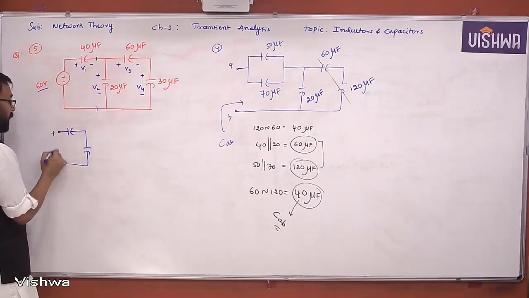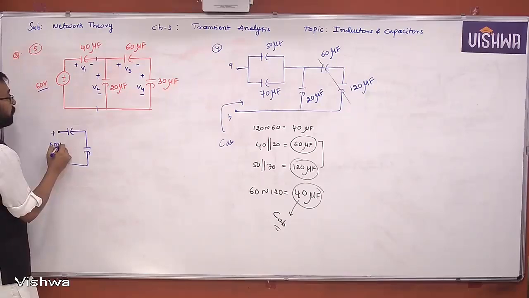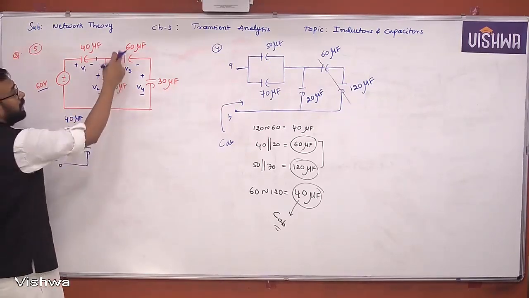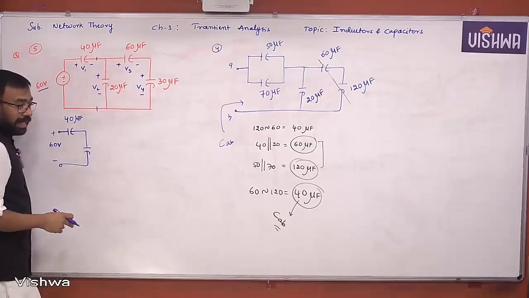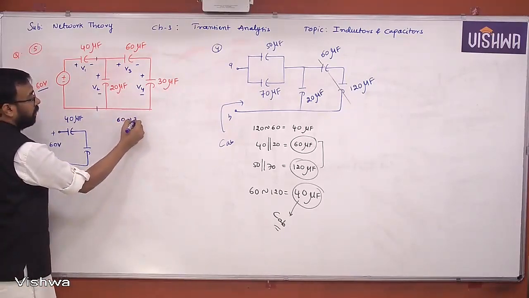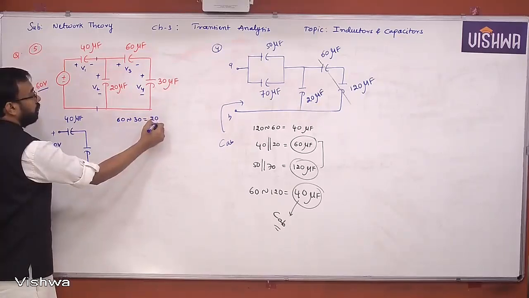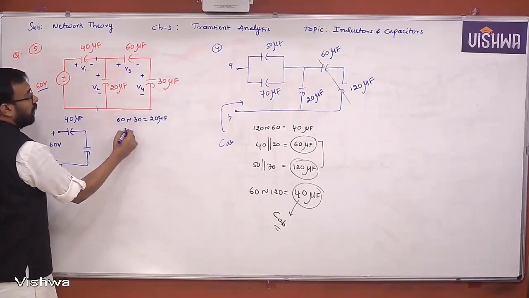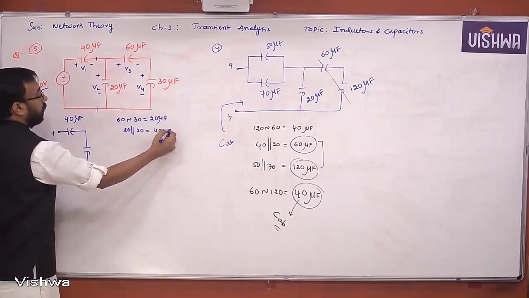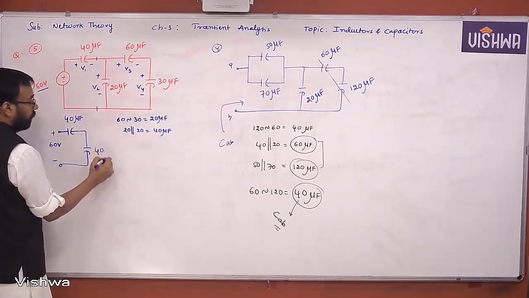What is this? Plus minus 60 volts. This is 40 microfarad. 60 and 30, they are in series. When they are in series, 60 series 30 will become 20 microfarad. 20 and 20 parallel will become addition, right? 40. So this is a 40 microfarad.